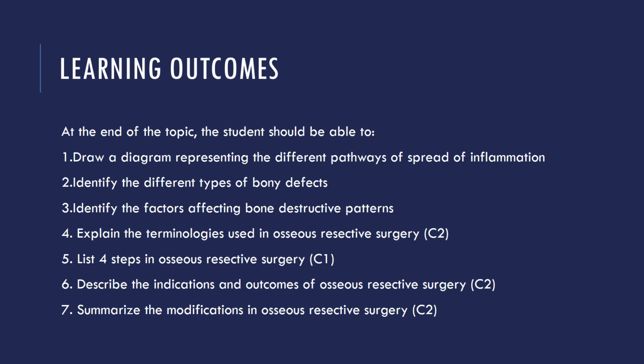Learning outcomes: at the end of the topic, the student should be able to draw a diagram representing different pathways of spread of inflammation, identify the different types of bone defects, identify the factors affecting bone destructive pattern, explain the terminologies used in osseous resective surgery, list four steps in osseous resective surgery, describe the indications and outcomes of osseous resective surgery, and summarize the modifications in osseous resective surgery. The first four learning outcomes we already covered in other chapters, and we will be dealing with the last four learning outcomes.